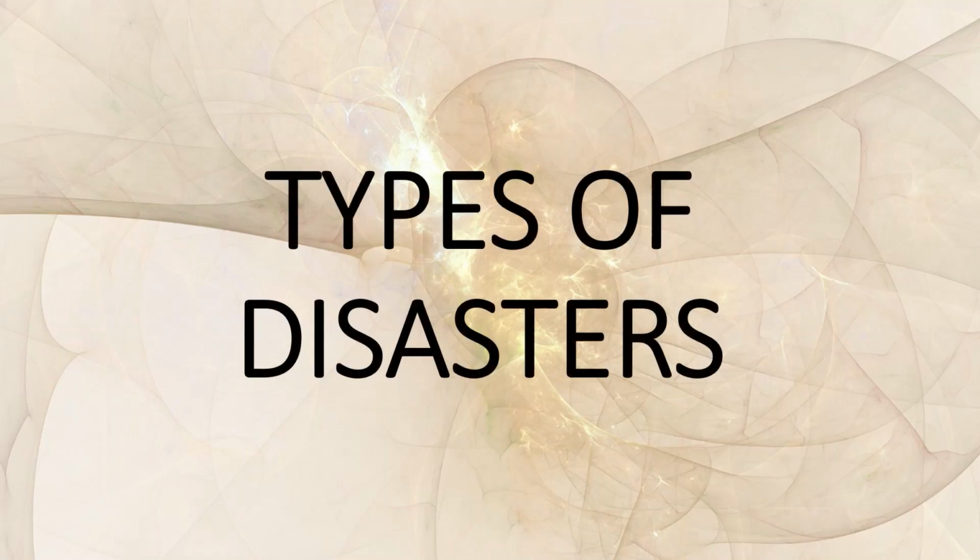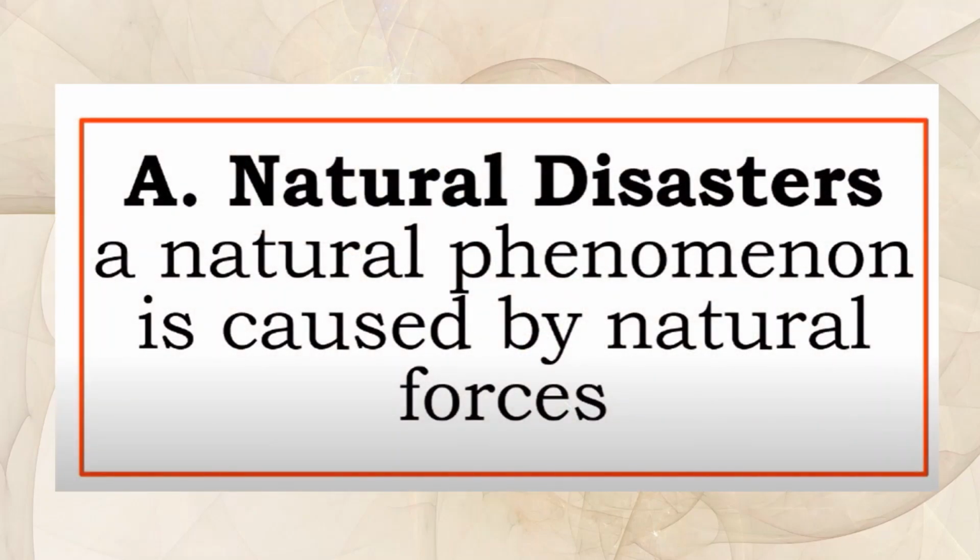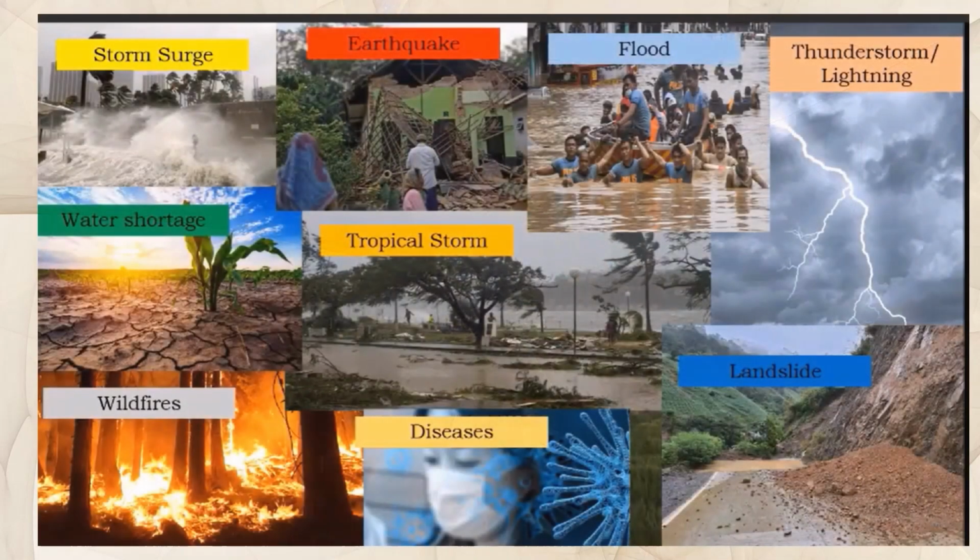Let's talk about the types of disaster. So we already know the meaning or concept of disaster. First one, we have natural disaster. A natural phenomenon that is caused by natural forces. Here are examples of natural disaster: storm surge, earthquake, flood, thunderstorm, lightning, landslide, tropical storm, diseases, wildfires, and water shortages.